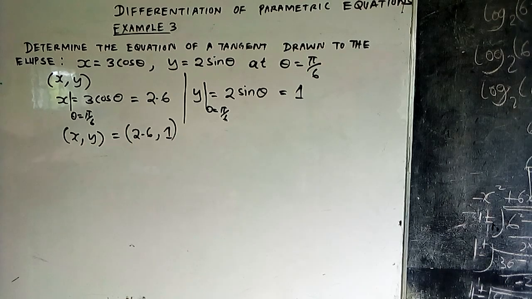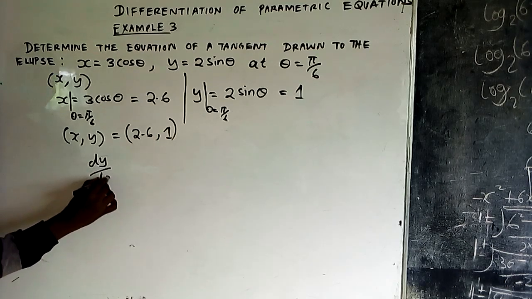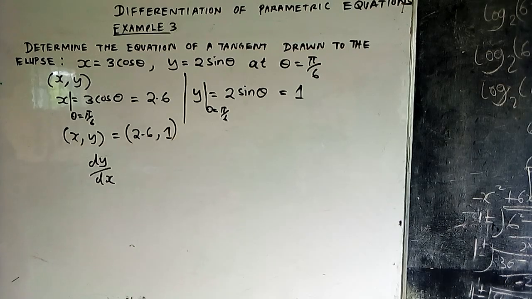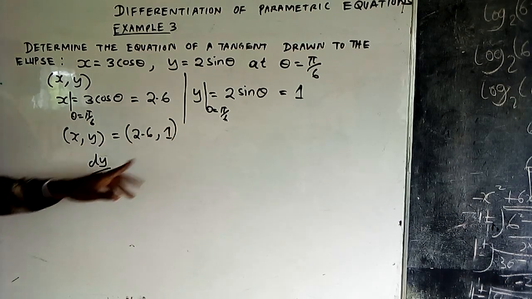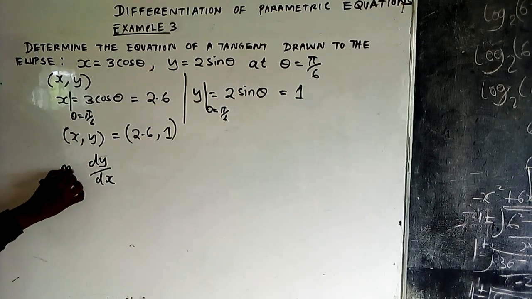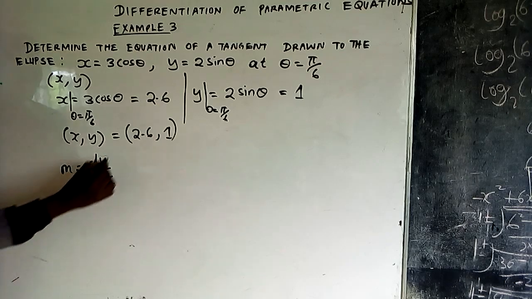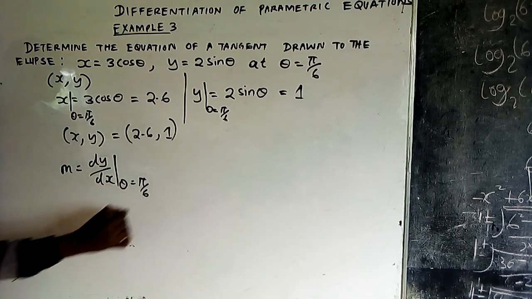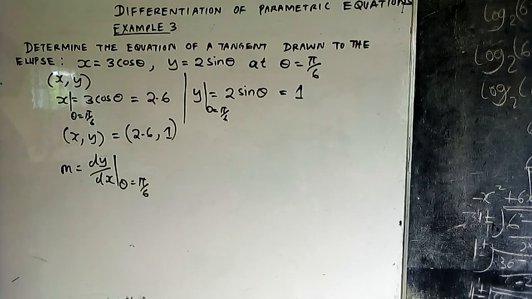So what we need is the gradient. So how do we get the gradient of a tangent? We say the gradient of a tangent is the derivative of the curve. Can you recall that from coordinate geometry? And what is the derivative? The derivative is dy over dx. Meaning if we are able to get the derivative of the curve at that point, then that is the gradient of the tangent. Meaning the gradient of the tangent m is the derivative of the curve at the point when theta is pi over 6. Are we together?